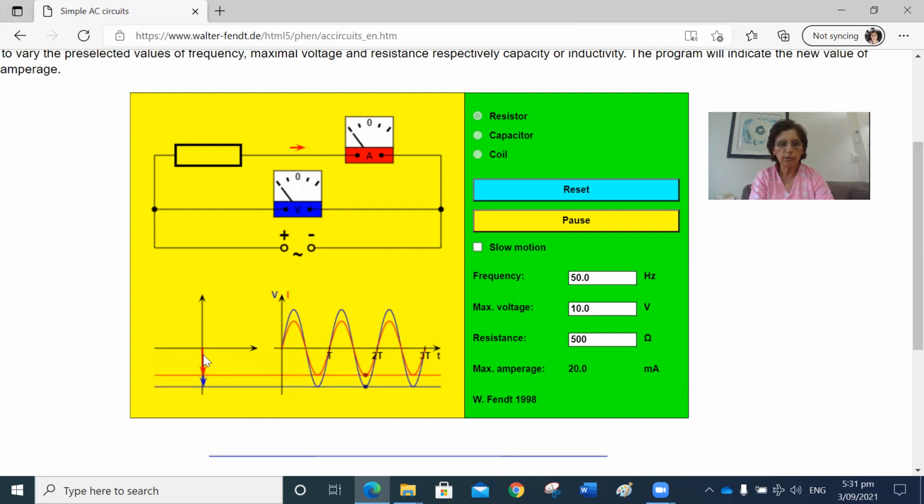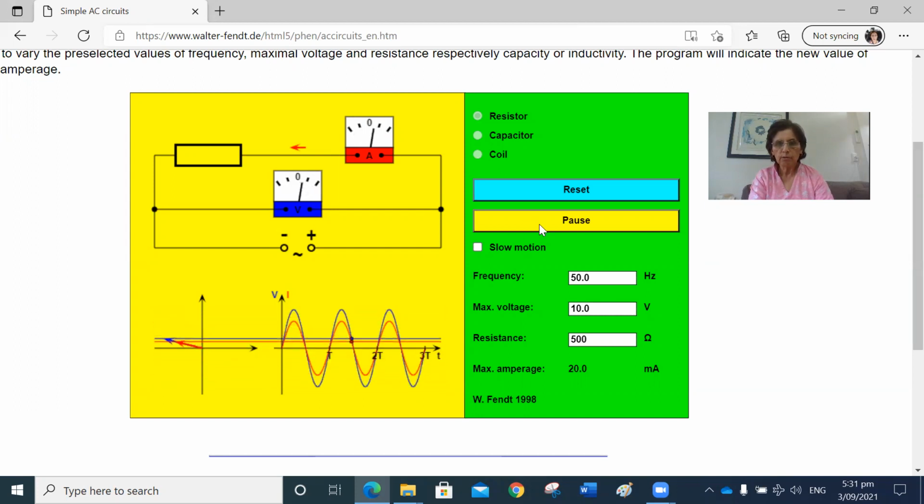Now this diagram over here is showing the phases, or these are called vectors. So the blue one is for the voltage and the red one is for the current. The values of the voltage and current are constantly changing as these phasors are moving along. And this shows the maximum value. And these two are in phase with one another.